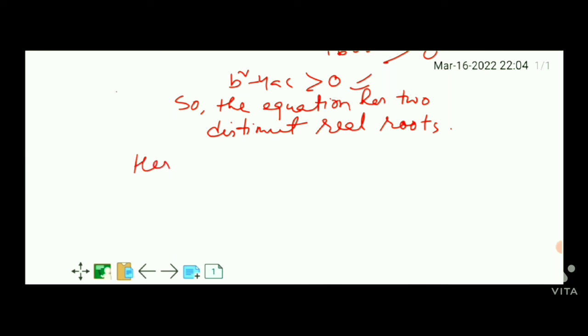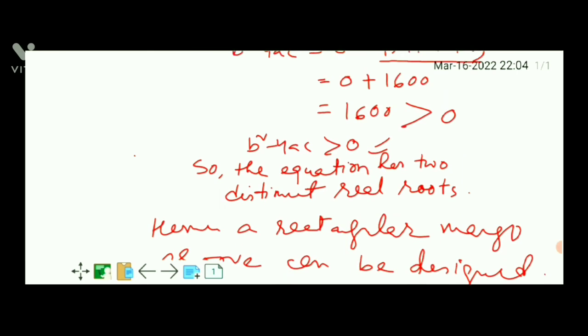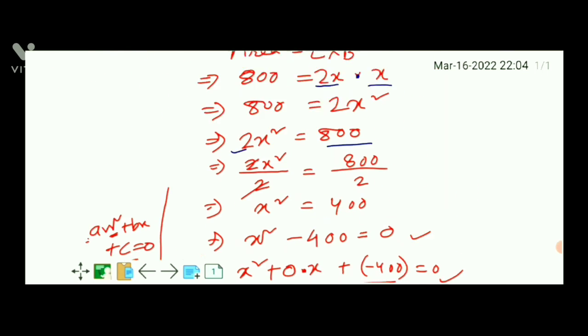Hence, the rectangular mango group can be designed with this condition.